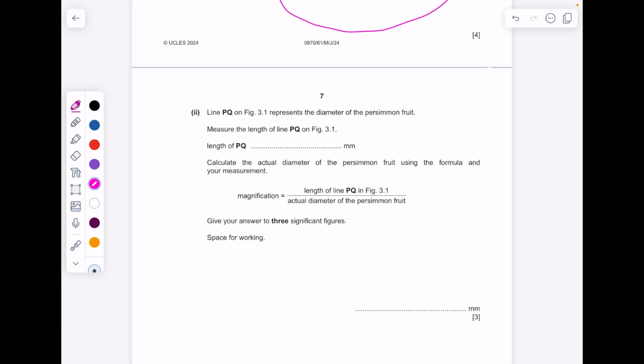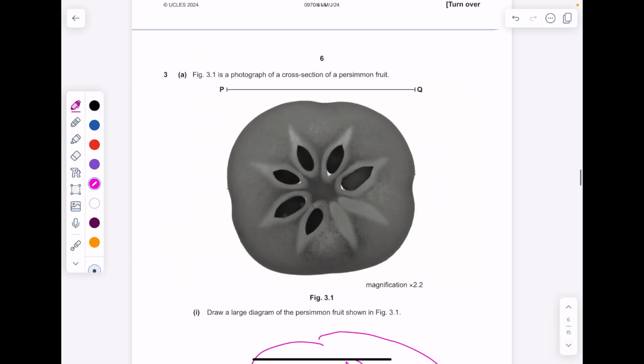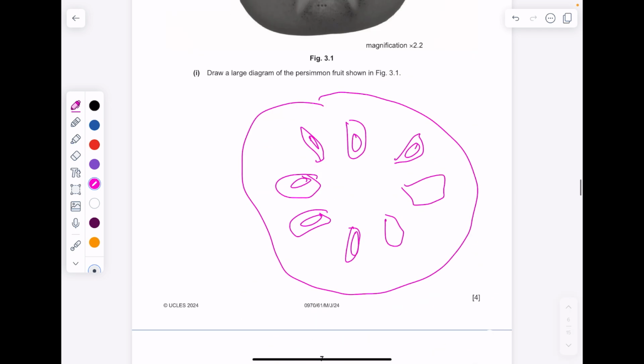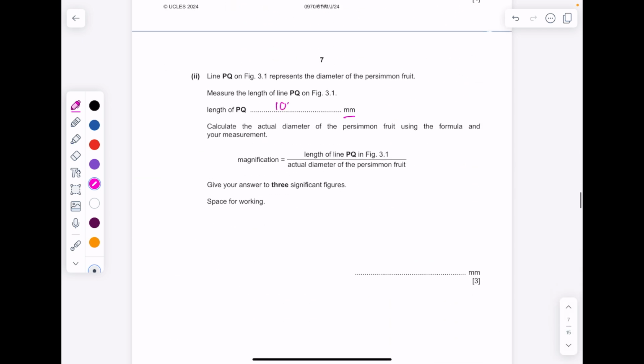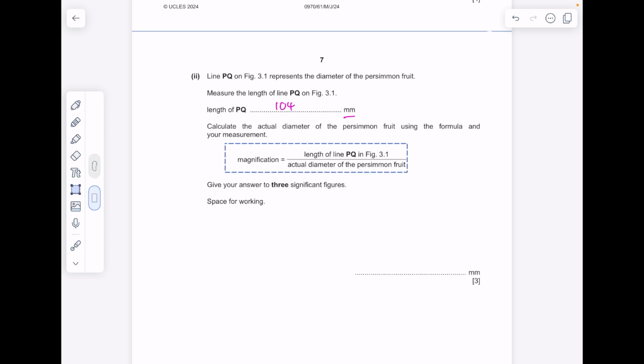Line PQ on figure 3.1 represents the diameter of the persimmon fruit. Measure the length of line PQ in millimeters. Use your ruler nice and accurately here, and you'll get a reading of 104 millimeters. Calculate the actual diameter of the persimmon fruit using the formula and your measurement. So we're using this equation here, so let's steal it. You can obviously rewrite it in the exam.